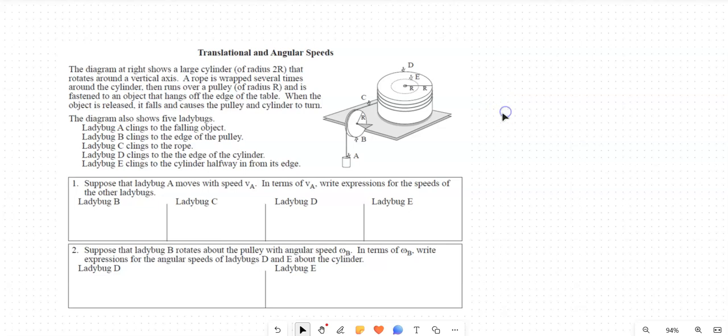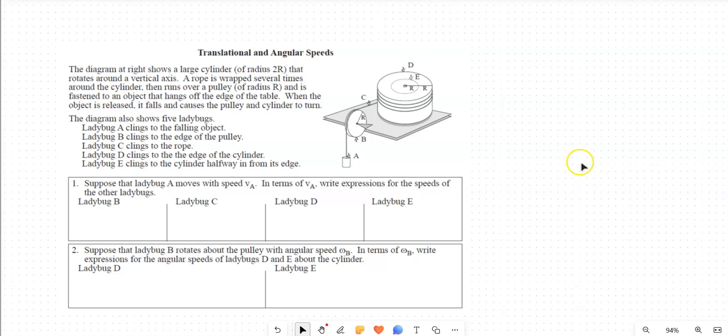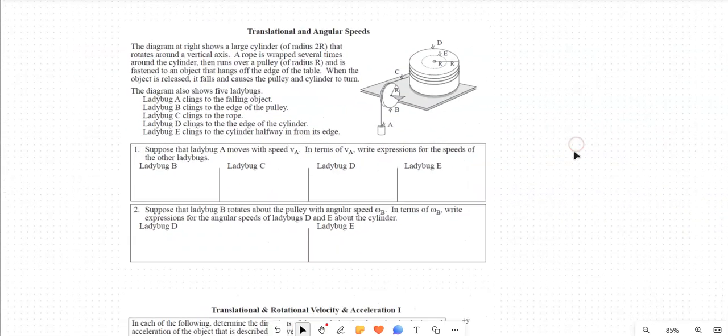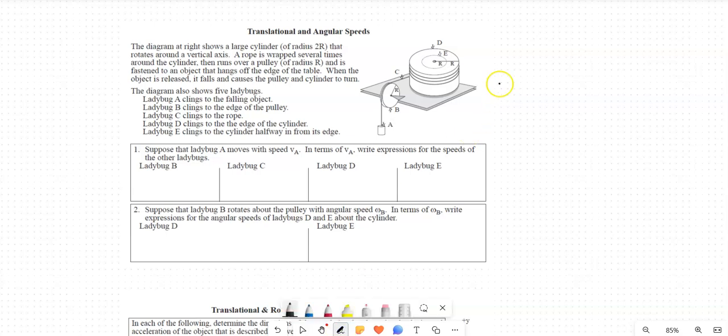Okay, and so the question is, what are the speeds of all these ladybugs moving? They're talking about their linear speeds or their tangential speeds, in other words, what your book says. Okay, and then they want to talk about their angular speeds here. Okay, so just a quick summary.